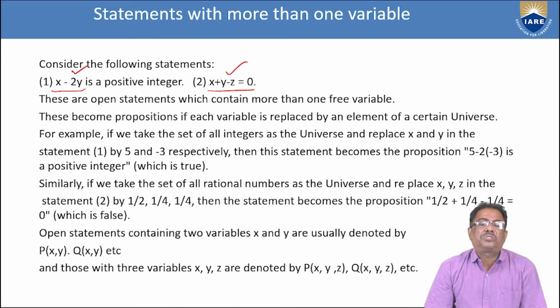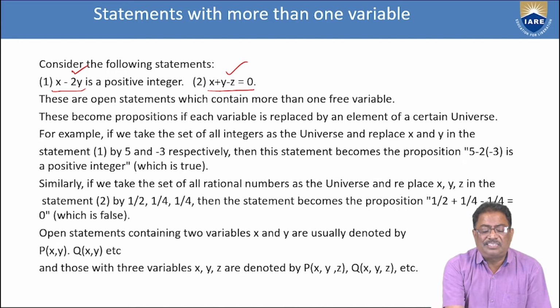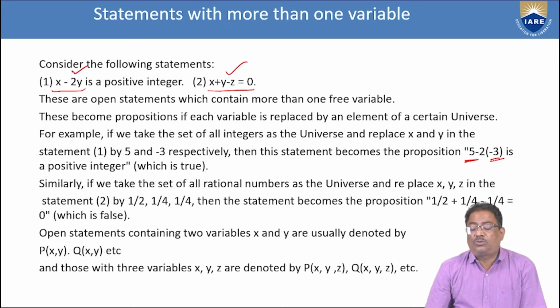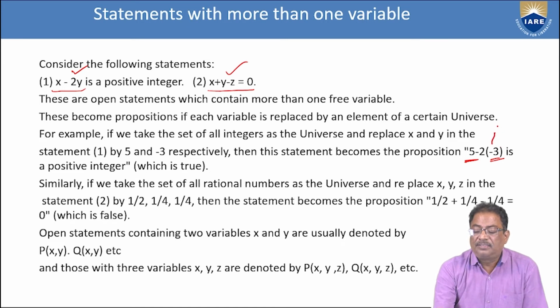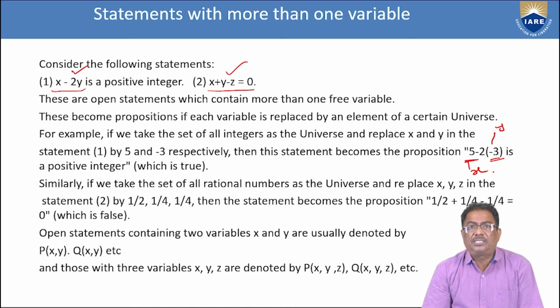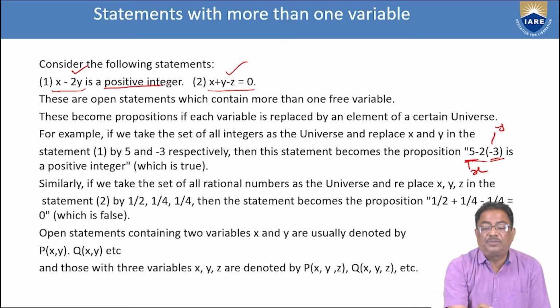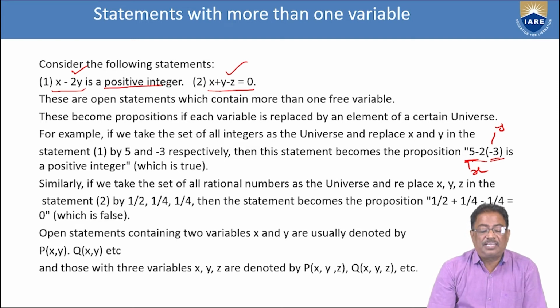And each and every proposition will have a truth value. Suppose for that, let us consider x is equal to some number. Let us say x is equal to 5 and y is equal to 3. If I substitute these in the expression, we get 5 plus 6, which is 11. This is nothing but a positive integer, so automatically we can say that the truth value is true.